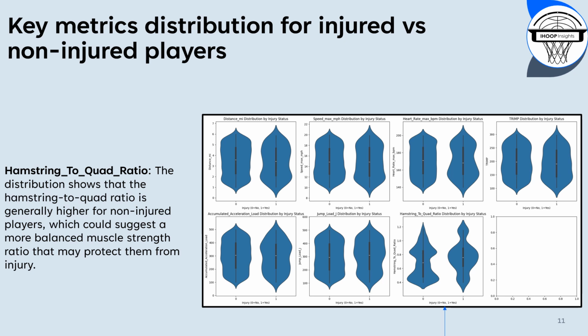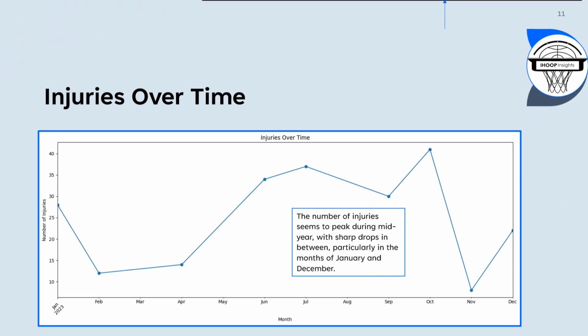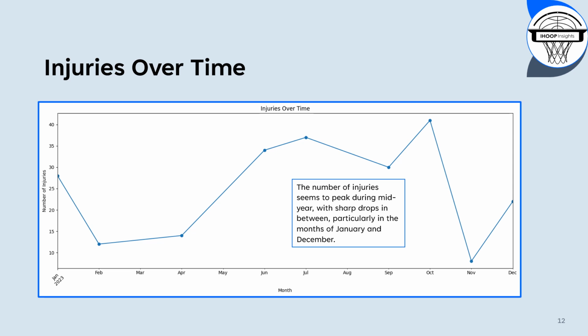Again, these insights can be used to understand the relationship between performance metrics and the likelihood of injury, which aids us in injury prevention and performance optimization strategies. Let's move on to the next slide.